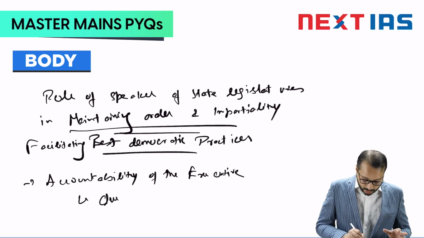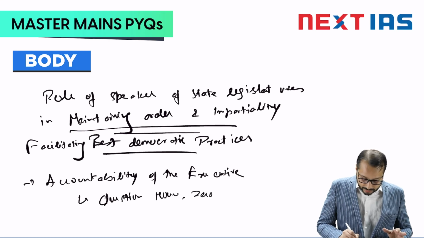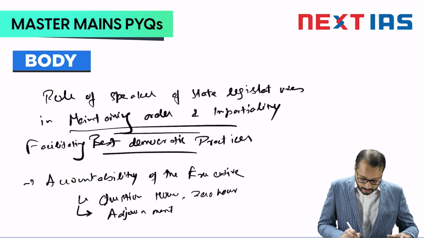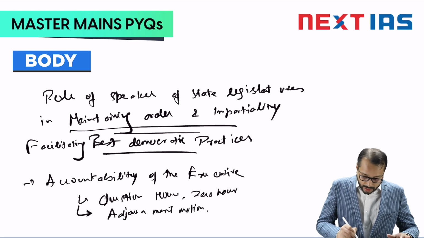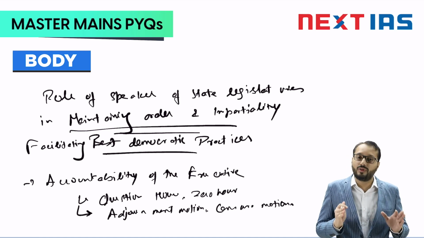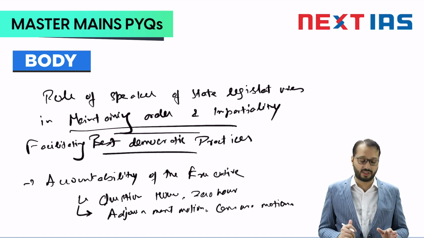So we are going to talk about question hour, the zero hour, various important motions like adjournment motion, right? We can talk about censure motion to hold the government or the executive accountable on the floor of the house for their actions, right?